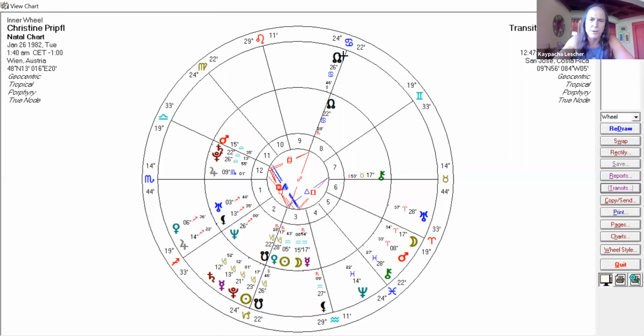Right now, she's got the north node of the moon crossing over into the eighth house. We already talked about that. Got it? So this just gives you a little bit of context.